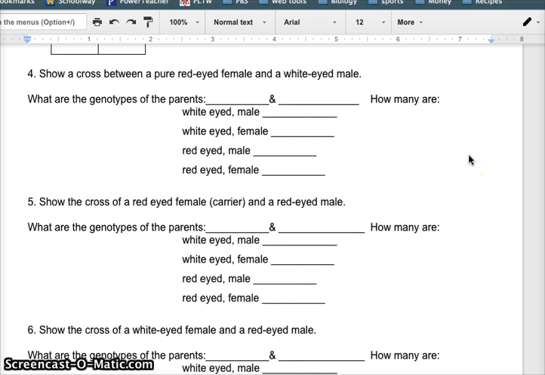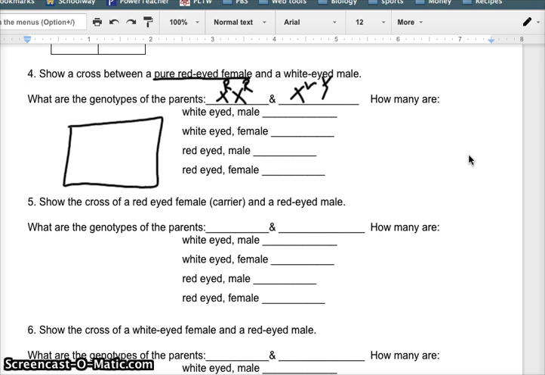I'll do number 4 here just to give you an example. So, a pure red-eyed female. Pure means, well, first of all, it's a female, and then it's pure, so it's homozygous dominant, and a white-eyed male. White is recessive. So I'm going to do my Punnett square. There's my mom. There's my dad. And then you'd fill in the Punnett square.